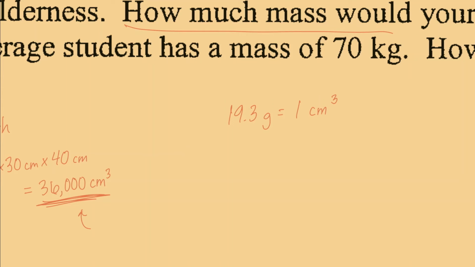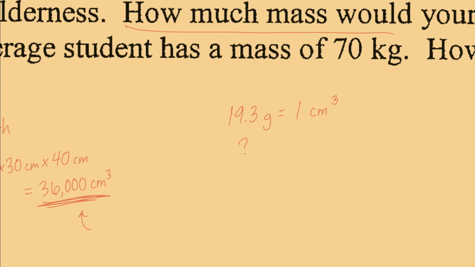And now we need to know the mass, the number of grams that goes with not 1 cubic centimeter, but 36,000 of them. So I'm going to find my question mark. I'm going to go across the equal sign to find this number, 36,000. I'm going to ask myself, is it bigger than or smaller than the number above it? It is clearly bigger than 1, 36,000 is. And how many times bigger is it? It's 36,000 times bigger. So we have 36,000 times as many cubic centimeters on the bottom as we do on the top, which means that we should also have 36,000 times as many grams.